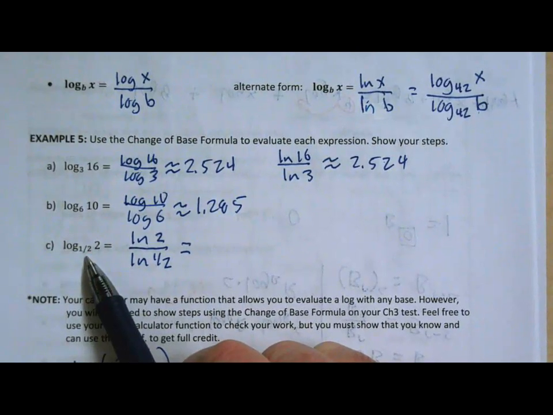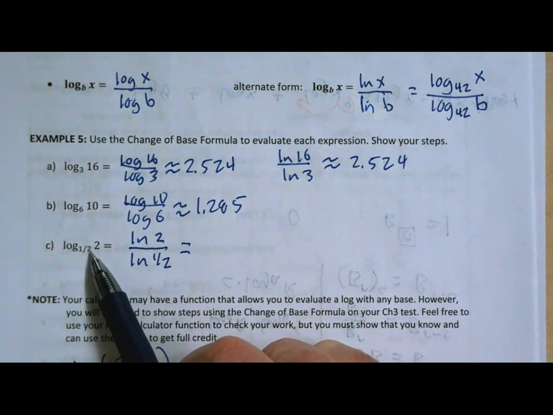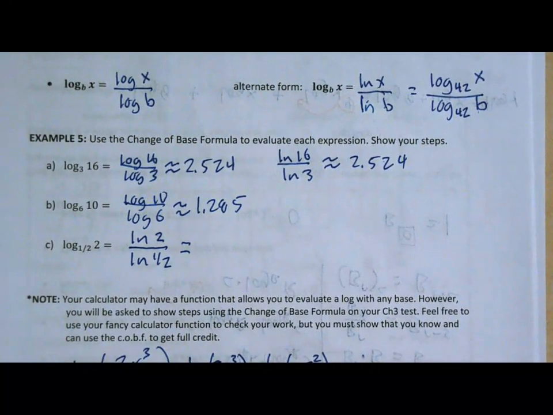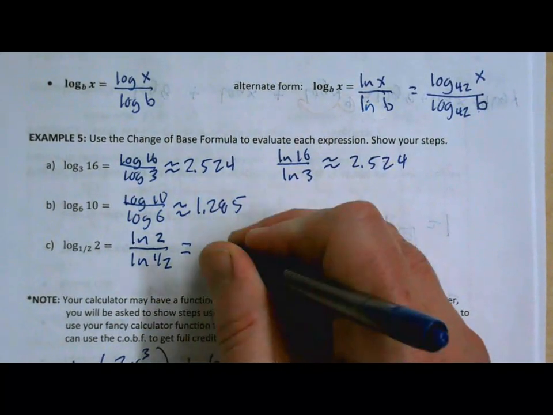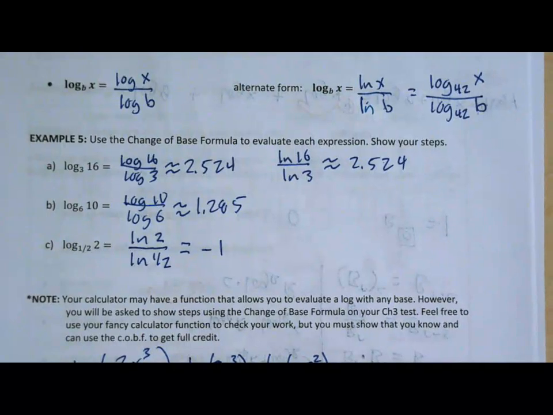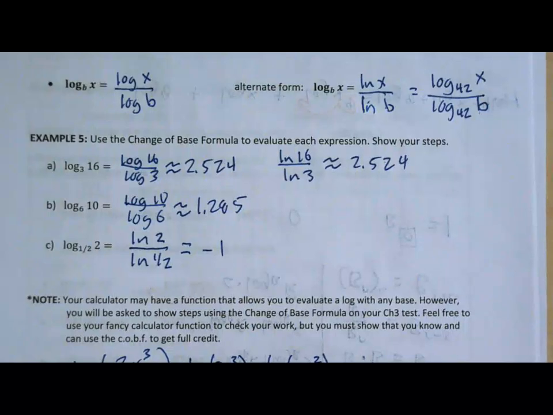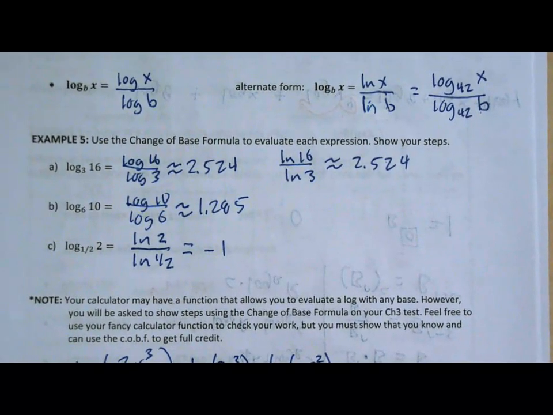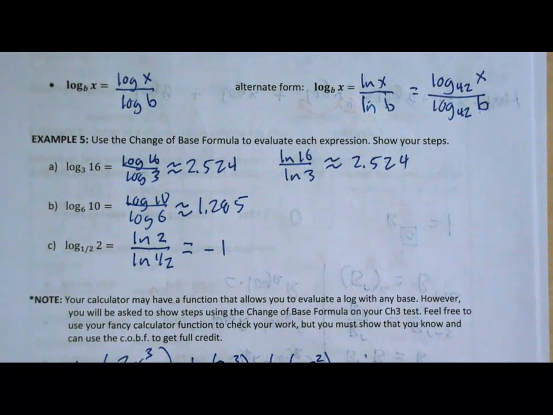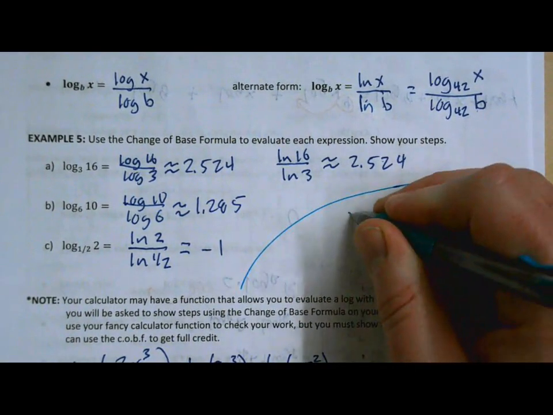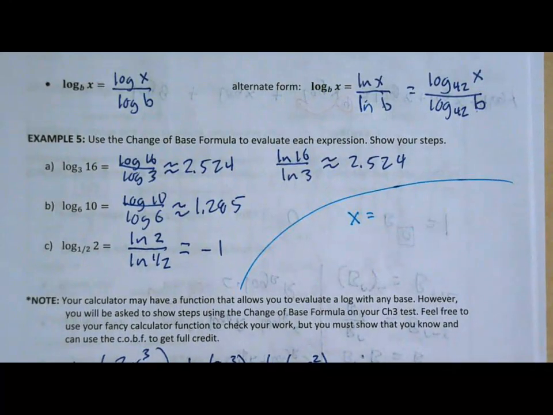Remember, a log is an exponent. What is the exponent you put onto a base of 1/2 to make it equal to 2? What exponent would you put onto a 1/2 to make it equal to 2? -1. And you can try it in your calculator. That's what you get. I need you to know how to do this because I'm going to ask you specifically to do it on the test, and because with the work that we're going to do on Wednesday, you're going to be solving equations, and you're going to get an answer that looks like this.